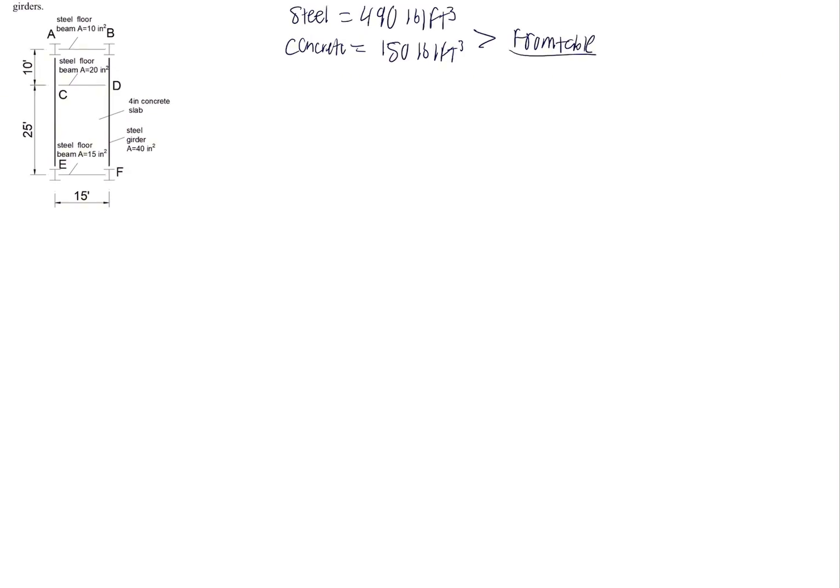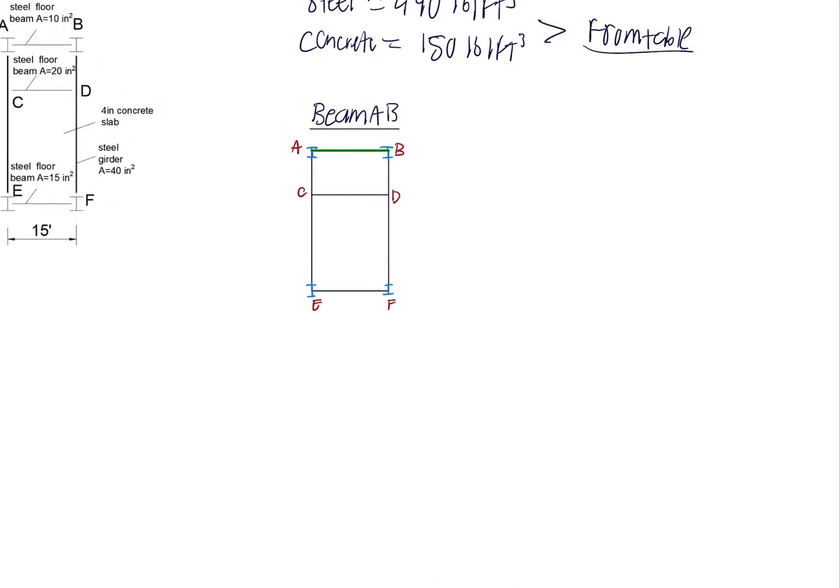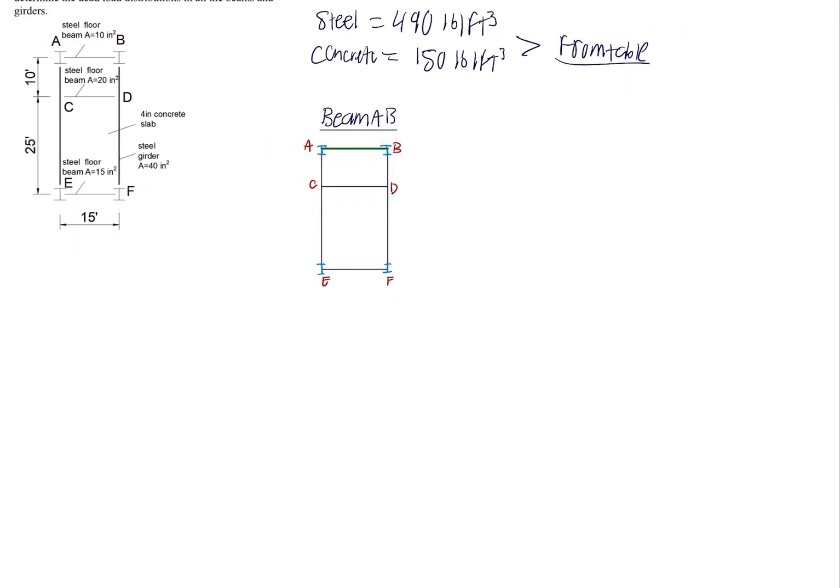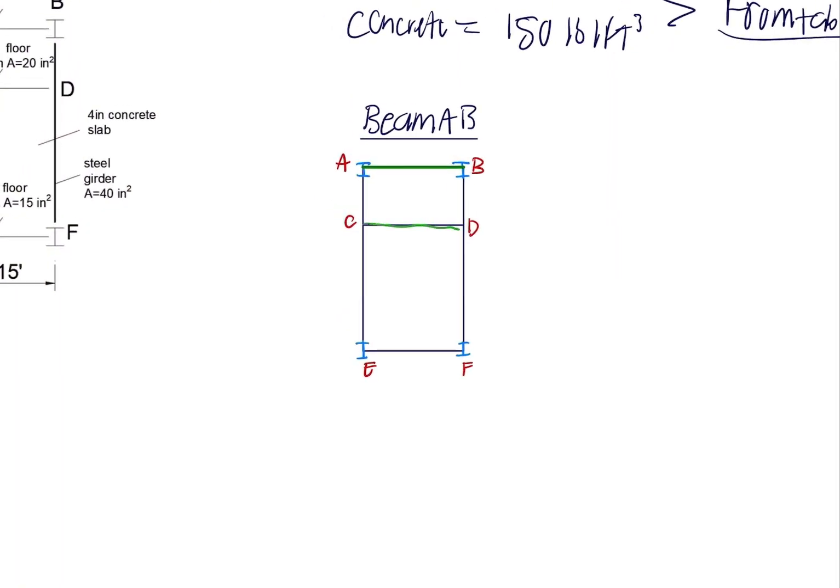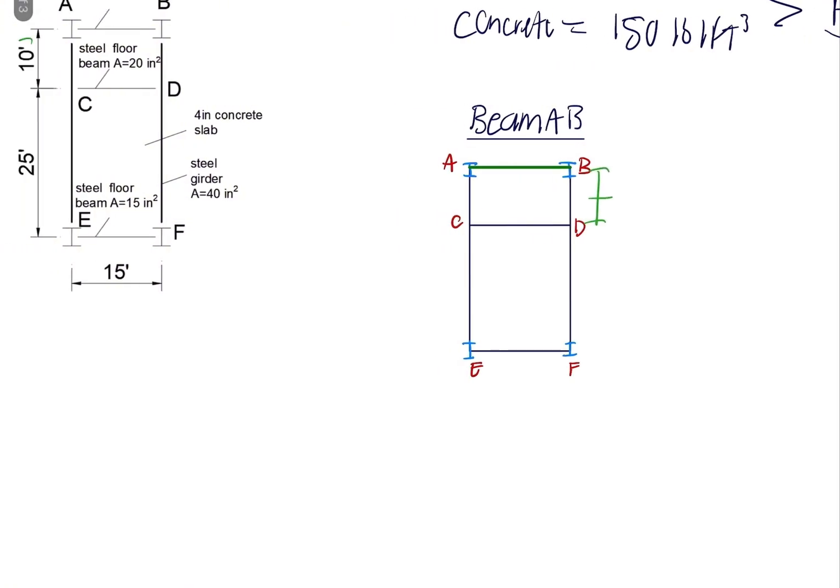So our first step in this problem is to calculate the load for beam AB. Beam AB is highlighted with the green as shown here. The first step is to find the tributary area for beam AB. So we see that the second beam is right here, beam CD. So we will take half of this length, which you can see is 10 feet. So that means that this will be 5 feet.